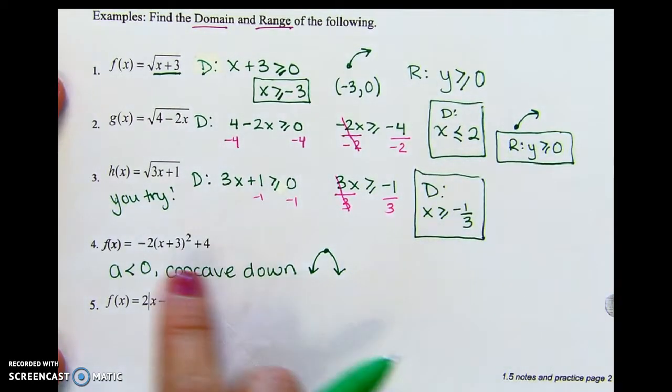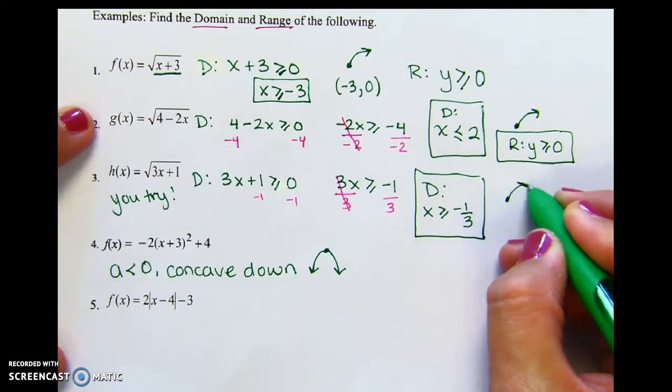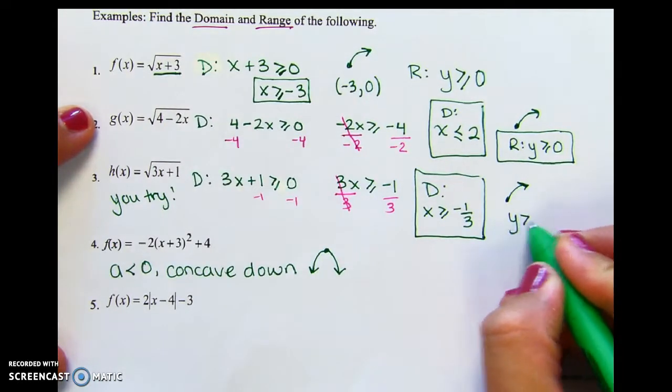It's kind of boring on the range here, right? They're all positive, so they all go up, and there's no y value. So our range is the same for all 3 of these.